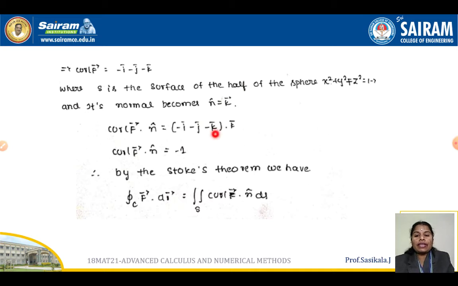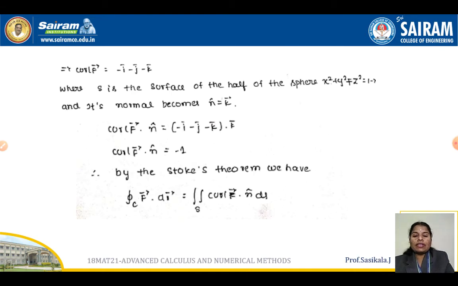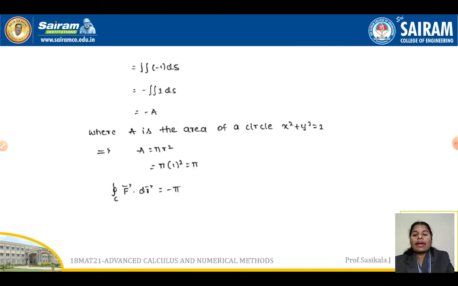So first you can take it n cap, then curl dot n cap will be dot product, I will get only for minus 1. So now by the Stokes theorem, we have the integration of a closed curve f vector dot dr vector, which is equal to the double integration over the surface of curl of f vector dot n cap ds, which is equal to minus 1 into ds. Minus 1 we have already done it, so into ds will be there, and minus you can take out, it will become double integration of ds.